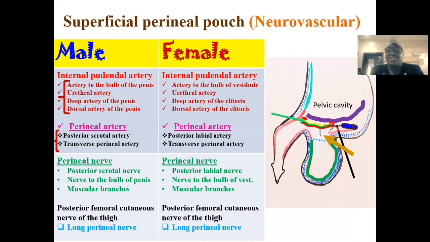So these two arteries are not seen to run the same course with the previously highlighted branches. You see that after their emergence from the pudendal or the Alcock's canal, they are released directly into the superficial perineal pouch. So this is what is highlighted here at this point.